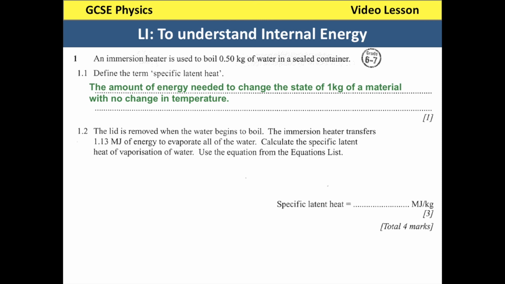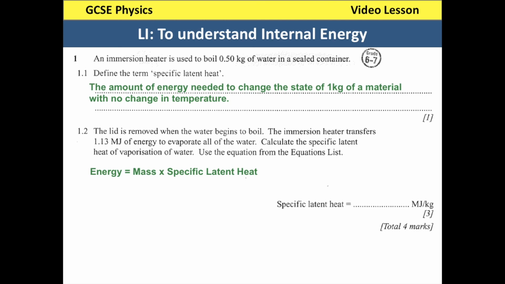1.2. The lid is removed when the water begins to boil. The immersion heater transfers 1.13 megajoules, that capital M stands for megajoules, of energy to evaporate all the water. Calculate the specific latent heat of vaporization using an equation from the equations list. Well, it's an equation that we've learnt already today. It's energy is mass times specific latent heat.